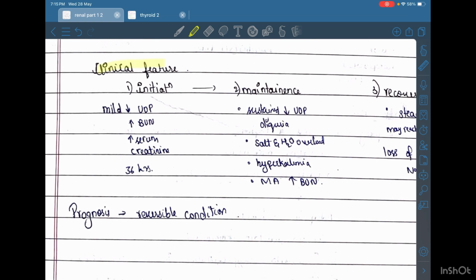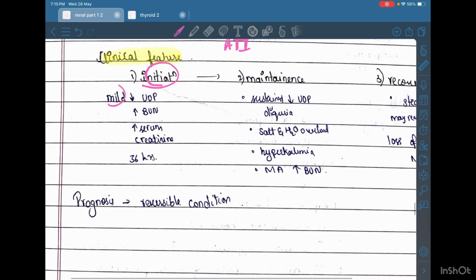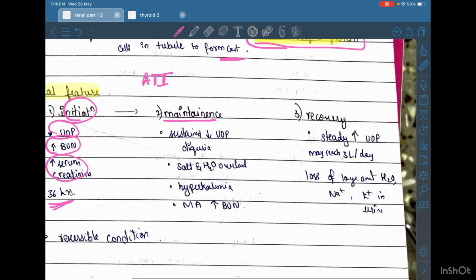Then what are the clinical features of acute tubular injury? Okay, so usually we have stages: initial stage, maintenance stage and recovery stage. In the initial stage there is decreased urinary output, increased blood urea nitrogen, increased serum creatinine. It is seen up to 36 hours. Then in the maintenance phase, there is sustained decrease in urine output, oliguria, salt and water overload, hyperkalemia, metabolic acidosis.